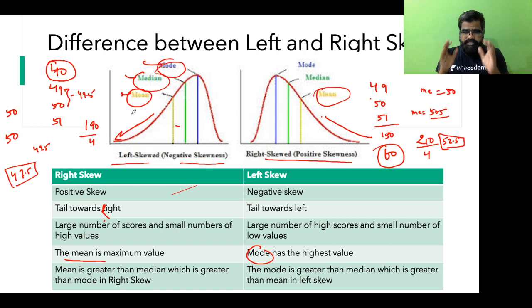So this is the simplest way of understanding skewness. If you have a positive outlier, it will drag the mean to the higher end side: positive skewness. If you have a negative outlier, it will drag the mean to the lower end side. So that is called negative skewness or left skew. Okay, I hope this is clear, students.